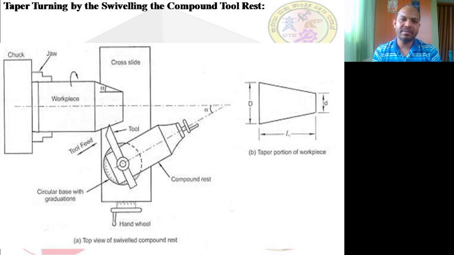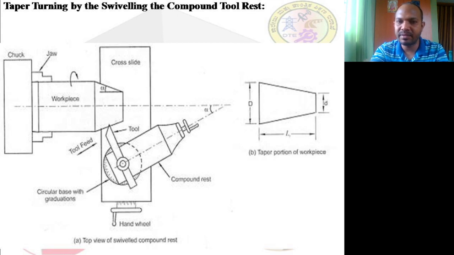In such kind of things, we will have a cross slide. Above the carriage, we have a cross slide. Above the cross slide, we have a compound rest. Above the compound rest, we have a tool post. Is that clear? Now, you can see circular graduations are there. That is marking, whatever you see in your protractors. In the protractors, you will have graduations, right? Such graduations are there below the compound rest.